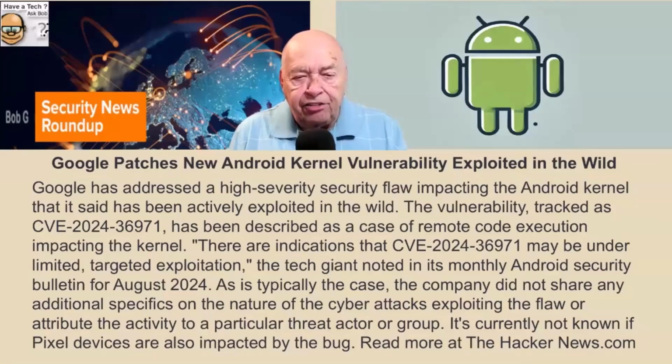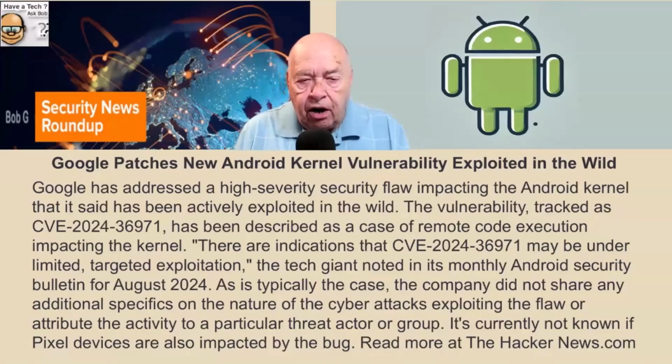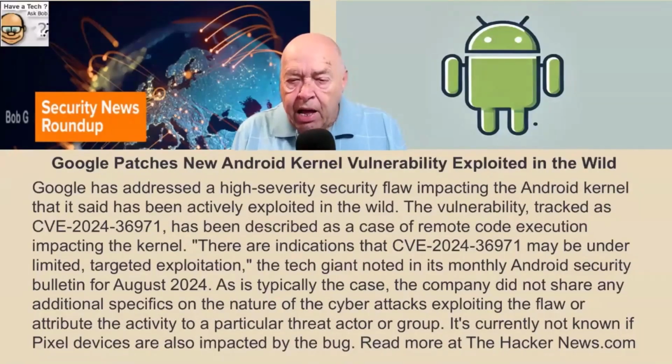Google patches new Android kernel vulnerability exploited in the wild. Google has addressed a high-severity security flaw impacting the Android kernel that it said has been actively exploited in the wild. The vulnerability, tracked as CVE-2024-36971, has been described as a case of remote code execution impacting the kernel. There are indications that CVE-2024-36971 may be under limited targeted exploitation, the tech giant noted in its monthly Android security bulletin for August 2024.